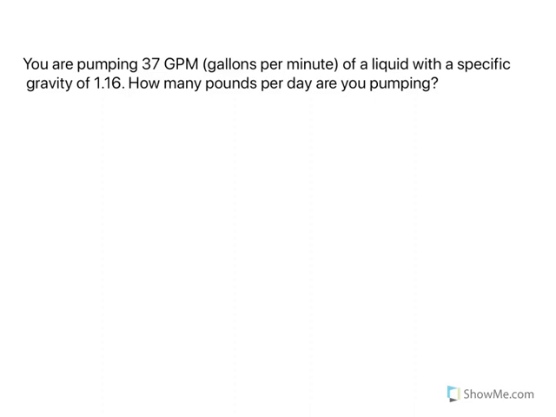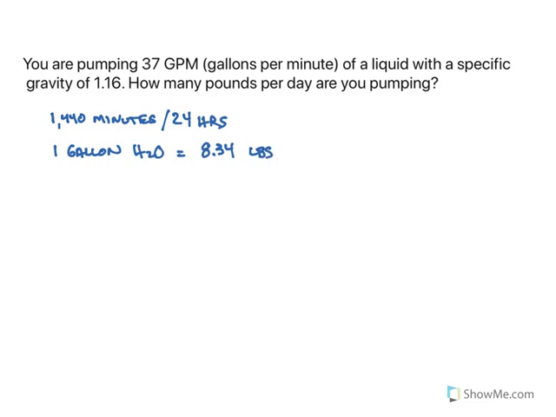But the first thing we need to know is that there are 1,440 minutes in a 24-hour day. So 1,440 minutes per 24 hours. And the second thing that we need to know is that 1 gallon of water weighs 8.34 pounds. And with that information, we can solve this problem pretty easily.